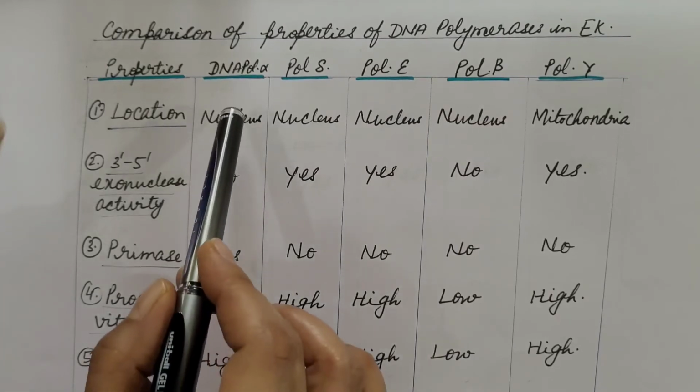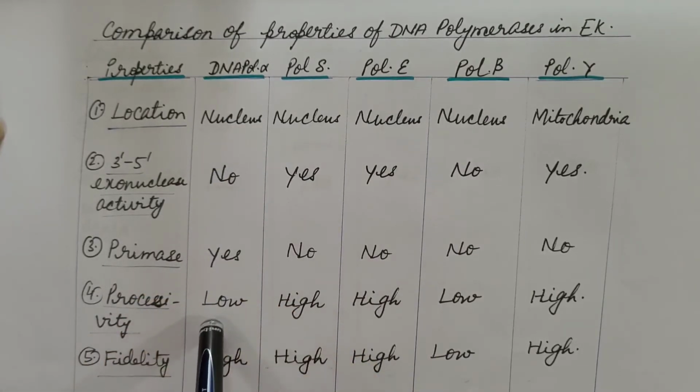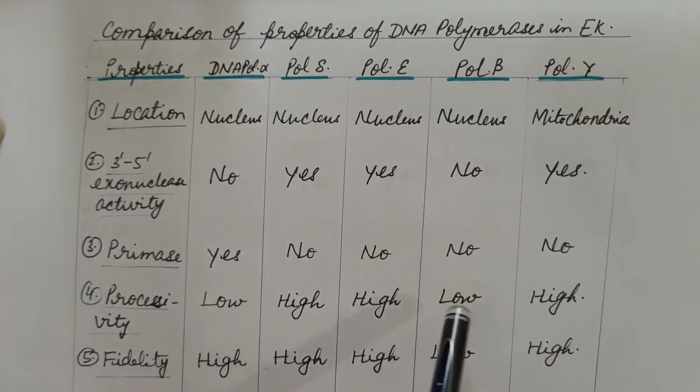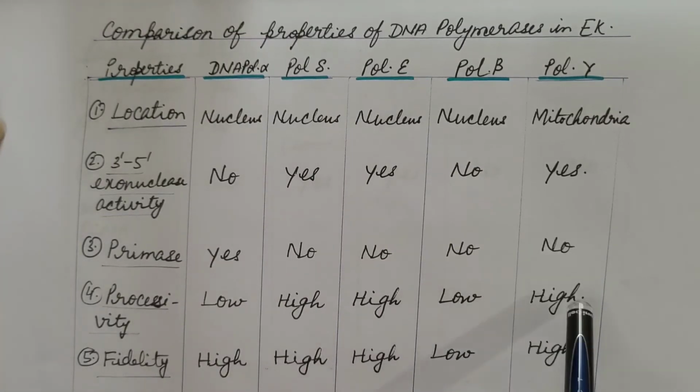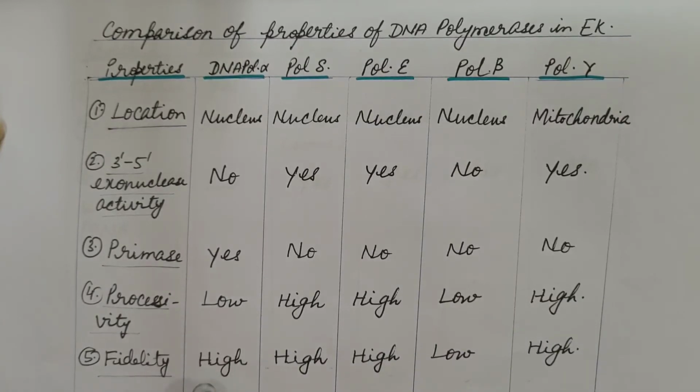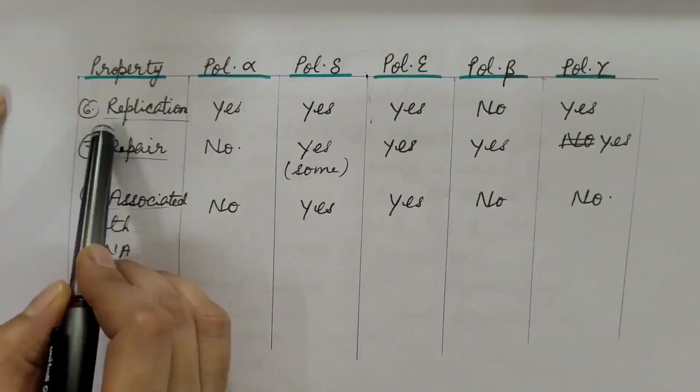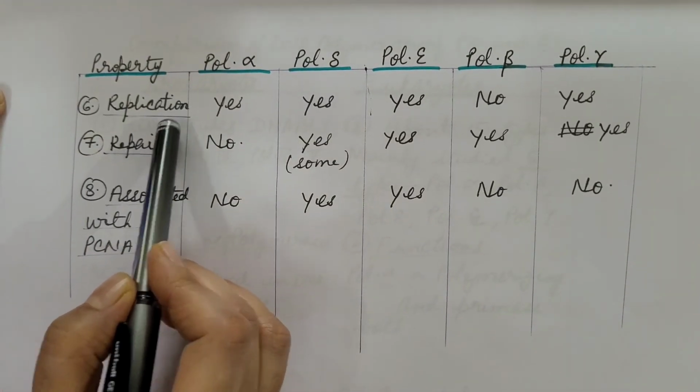Processivity. It is low for DNA polymerase alpha, high for DNA polymerase delta and epsilon. Again, low for polymerase beta and high for polymerase gamma. Fidelity. It is high for DNA polymerase alpha, delta and epsilon, low for DNA polymerase beta and high for DNA polymerase gamma.